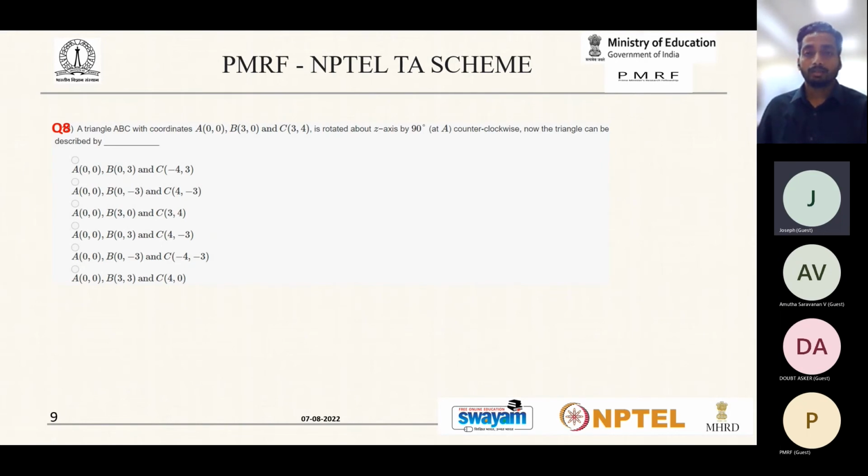And then they're asking what will be the changed orientation of the triangle, or what will be the coordinates of the triangle after the rotation, right? So looking at the coordinates, let us first draw the initial configuration of this triangle. So suppose this is X, this is Y. No need of Z as we are talking about only 2D here.